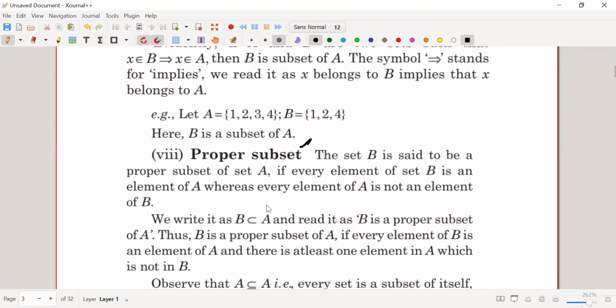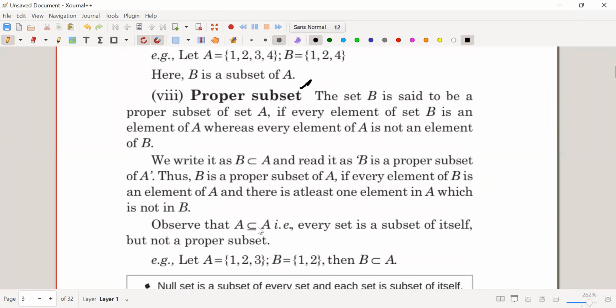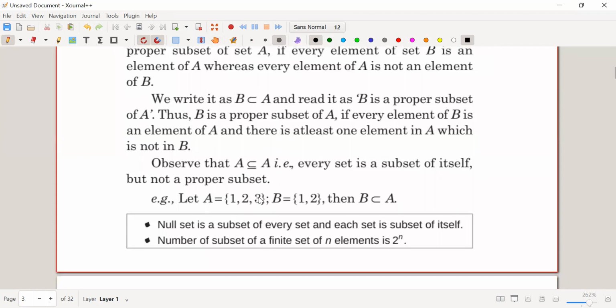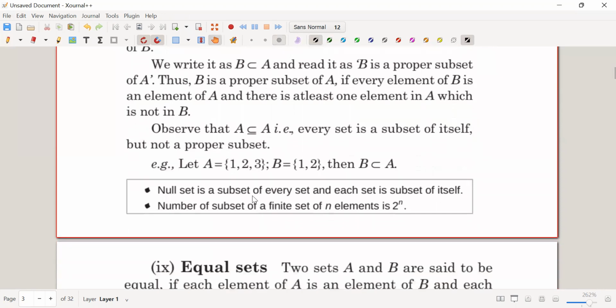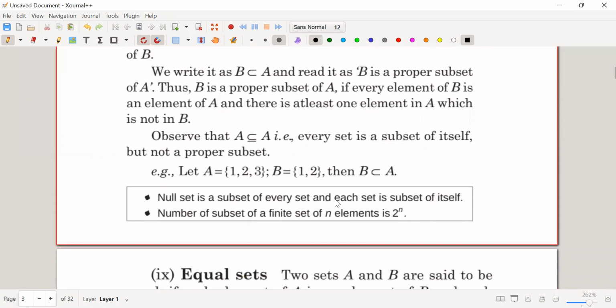What is the proper subset then? It must be less than the set A, because it should not be equal. Like set A contains 1, 2, 3, 4. Then set B must contain 1, 2, 3, 4, 5. So then the set A is a proper subset of B. All right. Good. Null set is a subset of every set, and each set is a subset of itself.